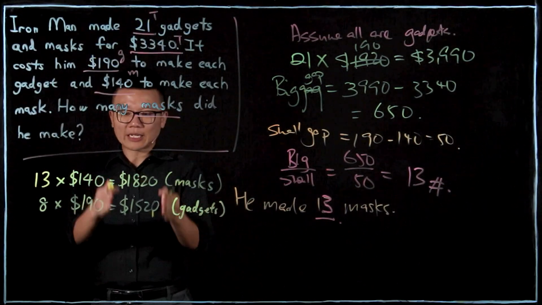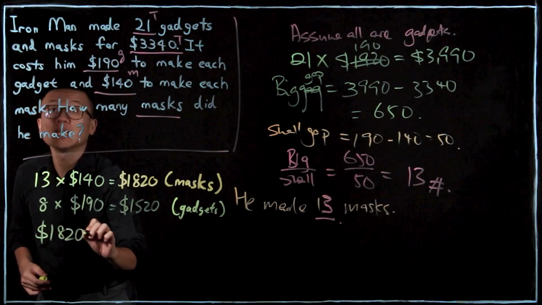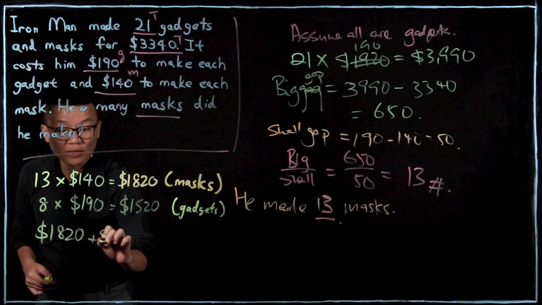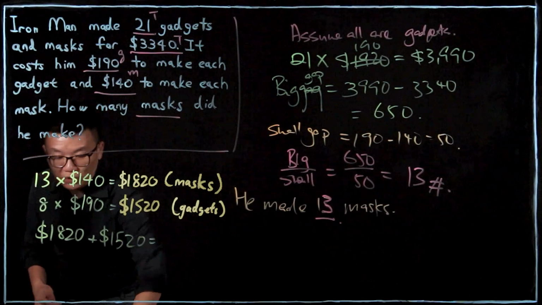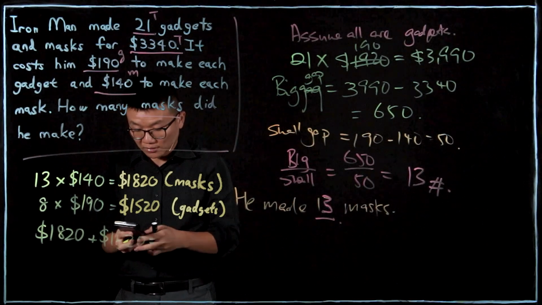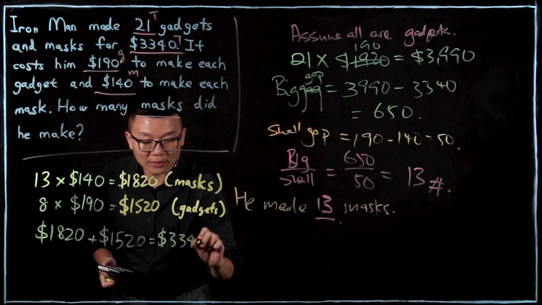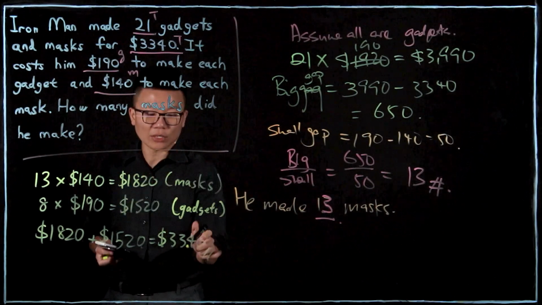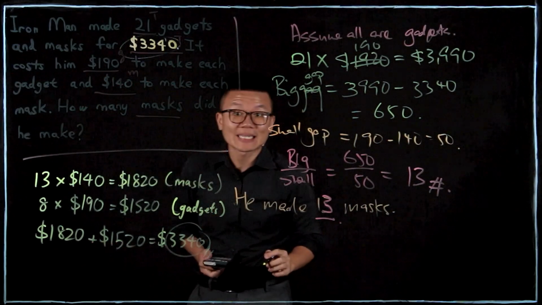So now I need to add up to see if it works out to be 3,340. Okay, I'm going to just use a calculator to check. So 1520 plus 1820. Oh, great. 3,340. So you notice that it coincides with the question, which means that his answer is correct.